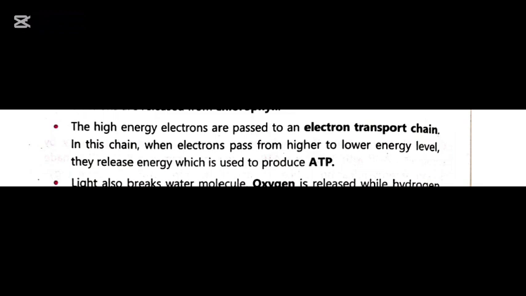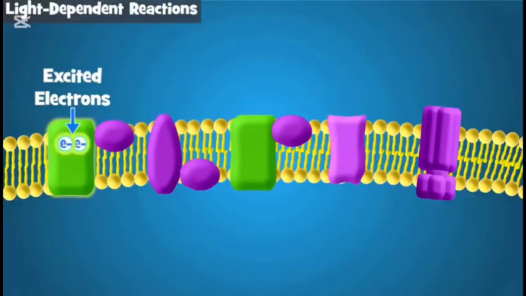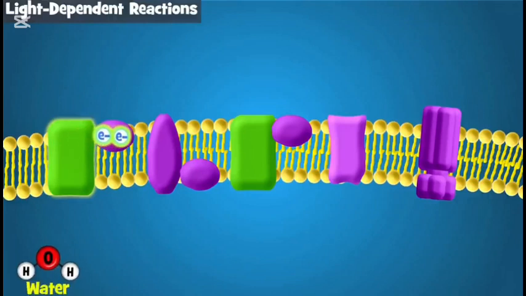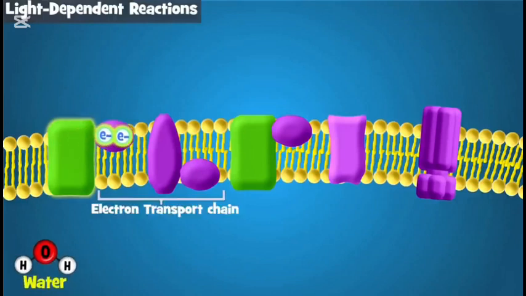And in the second step, these electrons are passed through the electron transport chain, which is composed of various molecules. When these electrons are passed from one molecule to another molecule, they release energy. And this is the energy that is used to produce ATP. Again, you can see electrons become excited and leave the chlorophyll A molecule, and then they pass through the different molecules which is known as electron transport chain.